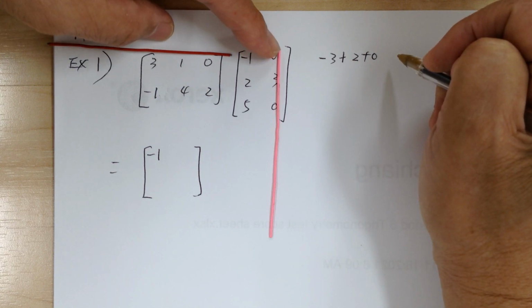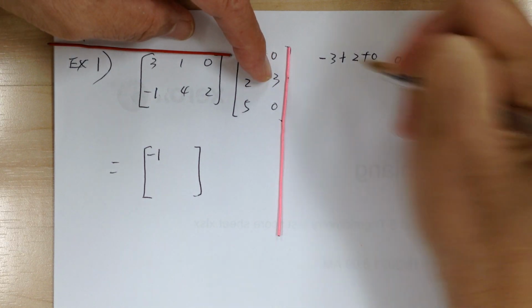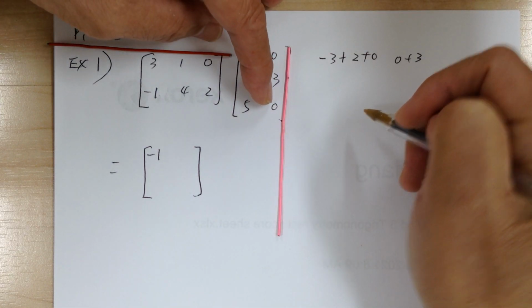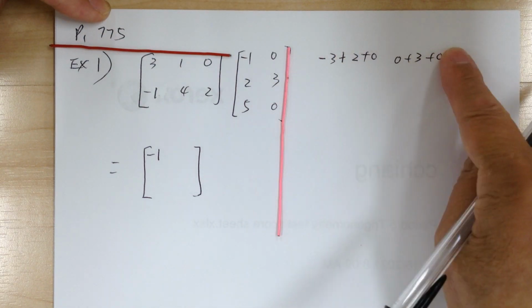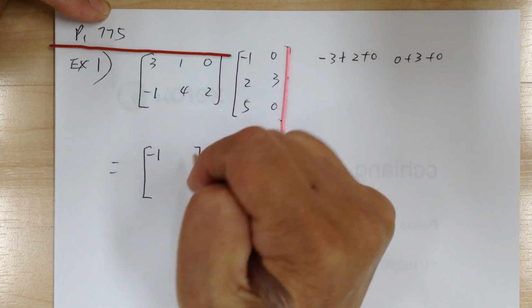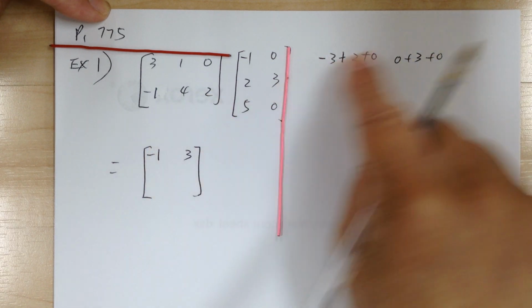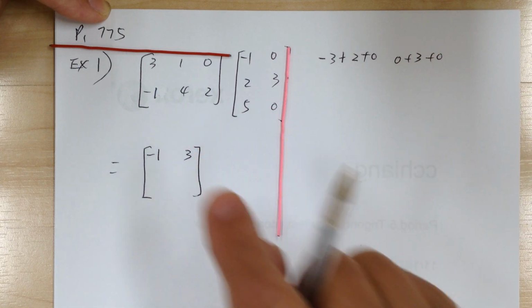So 3 times 0 is 0. 1 times 3 is 3. And you have to add all these products together. 0 times 0 is 0. Again, notice the first row, first column, then first row, second column. So the 3 will go over here. Notice how I position these, so it helps me remember where this number is going to go.